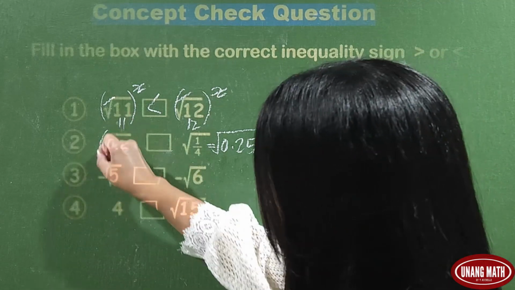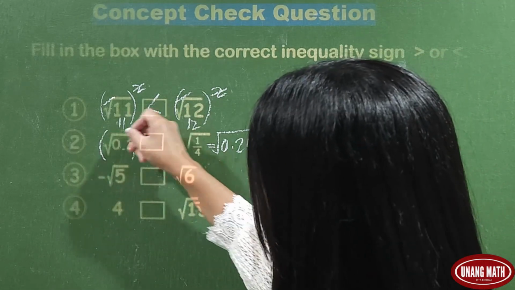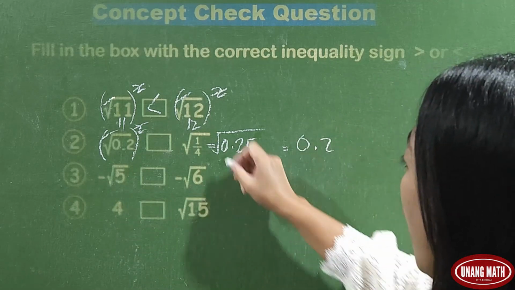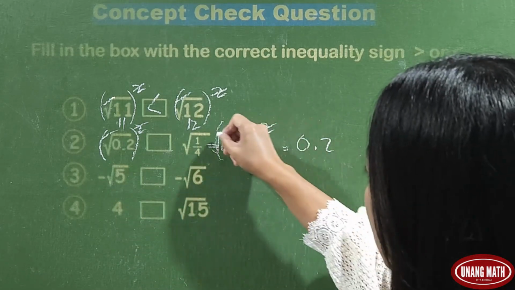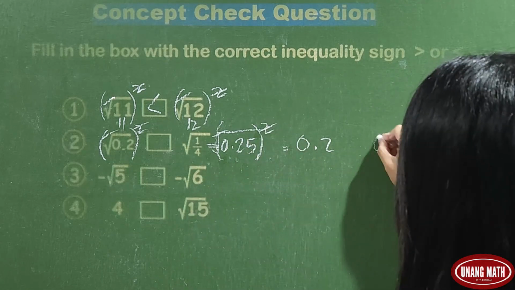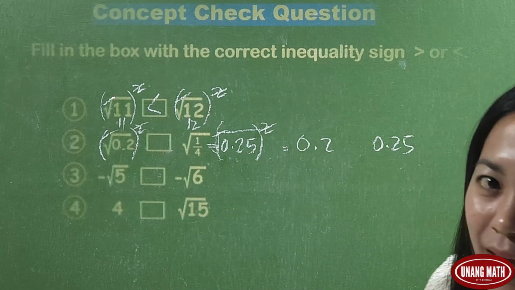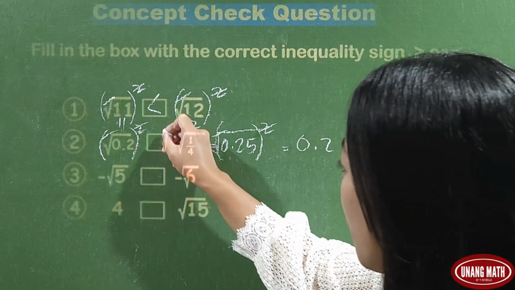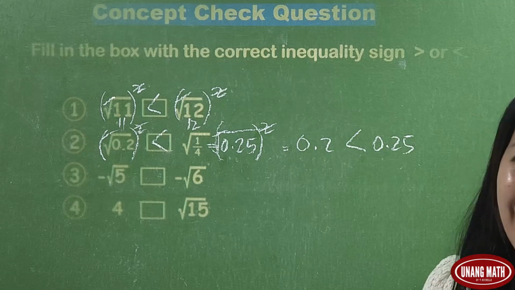Okay, if we're going to square this one, cancel radical sign and exponent. So this is now 0.2. Same thing here, square, cancel this one. So we have here 0.25. So it means 0.2 is less than 0.25. So the symbol here is less than.